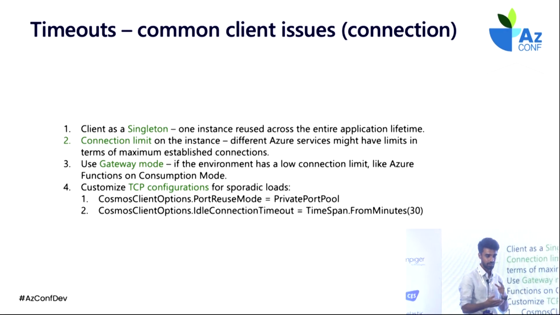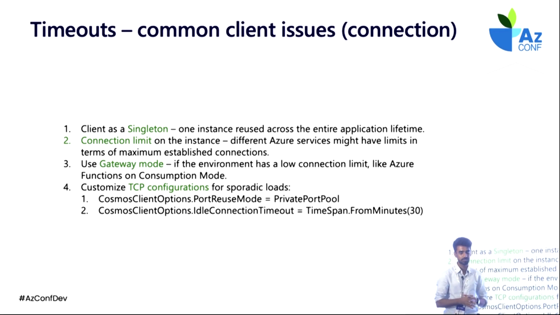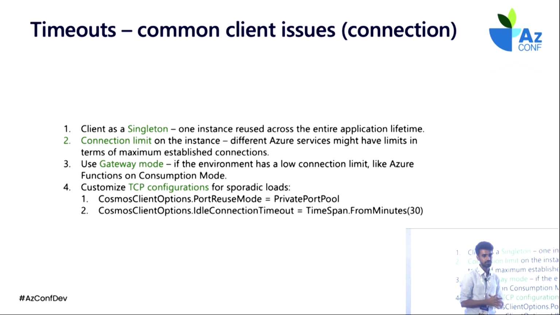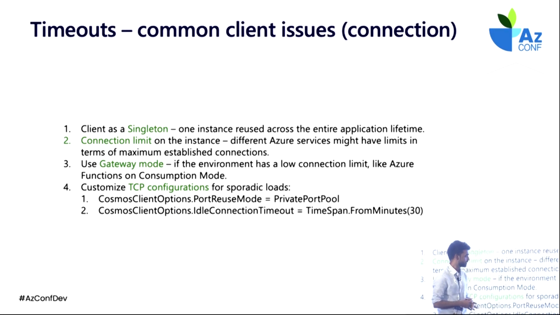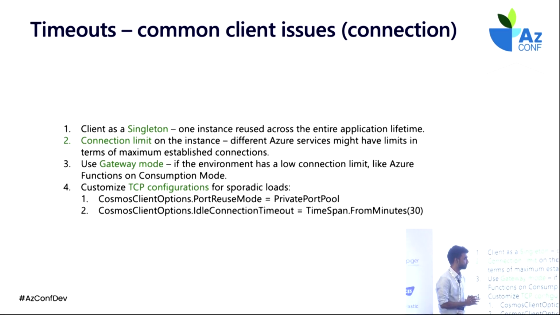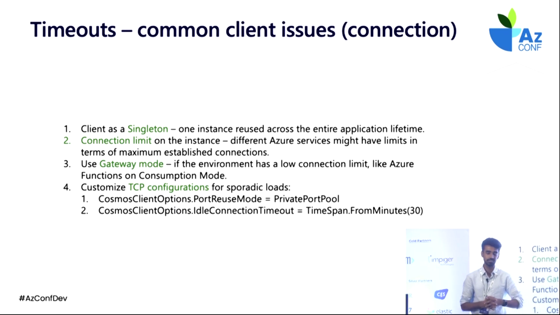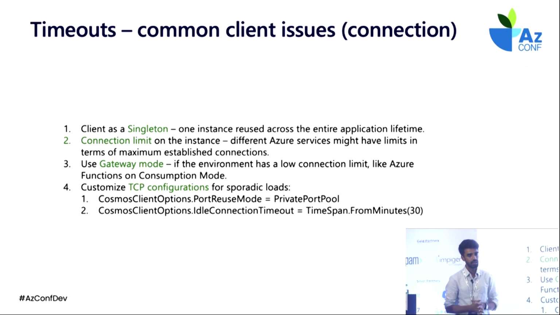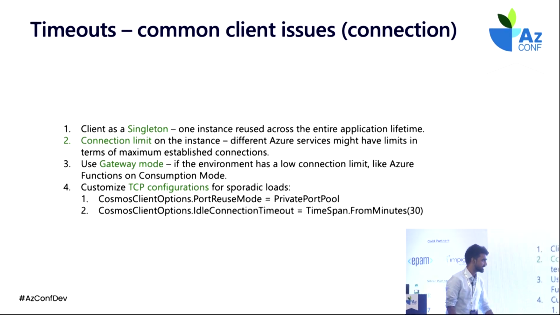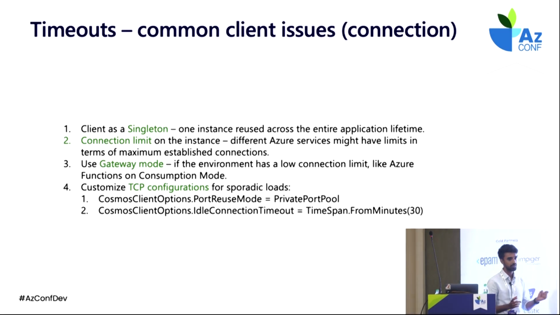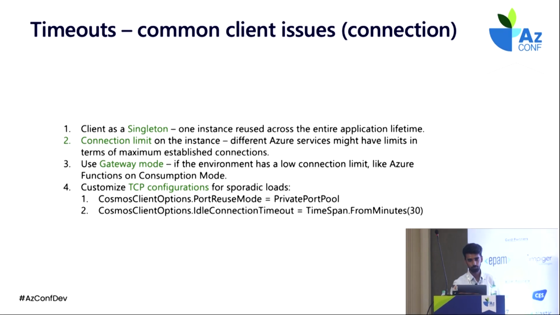If you are running Azure Functions in consumption mode, that is something most customers tend to forget. You should move to standard mode. That is something you need to fundamentally know. And then gateway mode, if you're having an enterprise setup, because you might hit the connection limit. And then the TCP configuration. This is something you can do on the SDK. We do have the capability to enable a timeout by setting the connection timeout property.